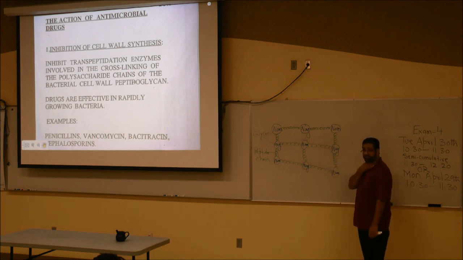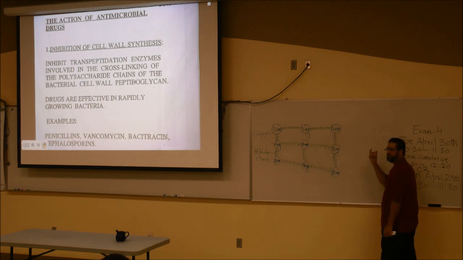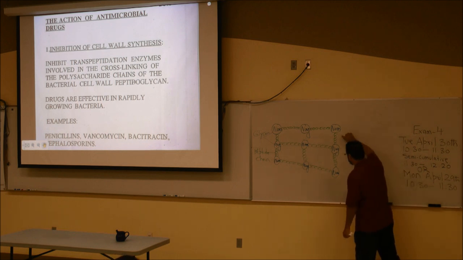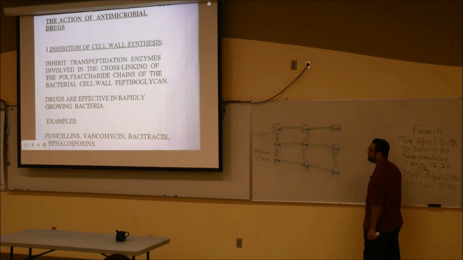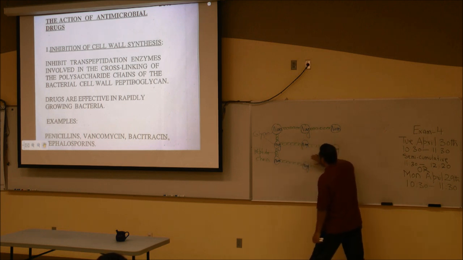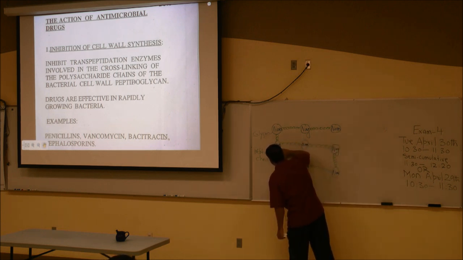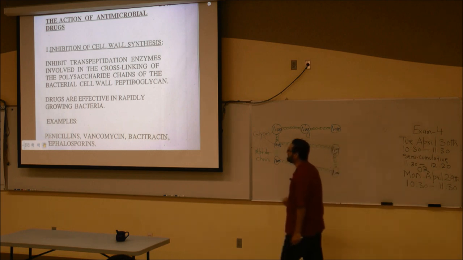Let's say I have strep throat, okay? I take penicillin, bacitracin, cephalosporin. What will that do? That penicillin or bacitracin will stop the synthesis of enzyme that bacteria needs to glue this protein chain to the sugar. So when the enzyme is not there, many of these chains will be missing right here. So cell wall is there, but it is weak cell wall. It's not strong cell wall.